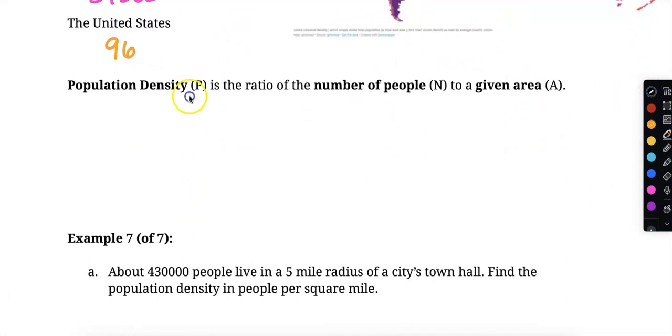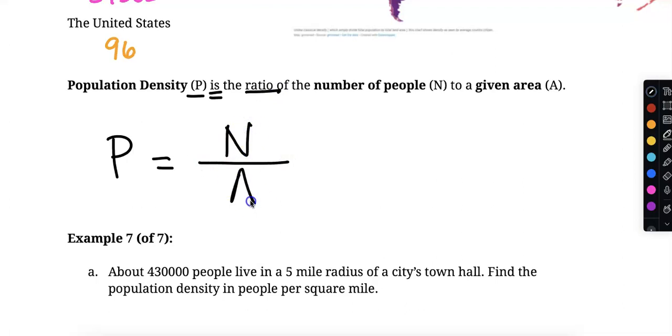Population density, from a math standpoint, we're going to call population density P, is the ratio, so a fraction, of the number of people, N, to a given area, A. So if we think about the population density, we were talking about per square mile as our area, but you can measure it, like we said, in relation to city blocks or in terms of any square unit that you would like to.